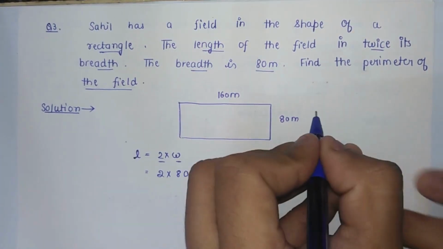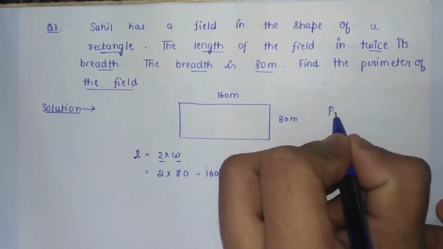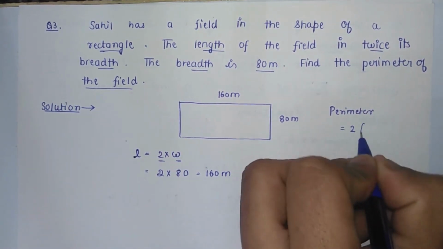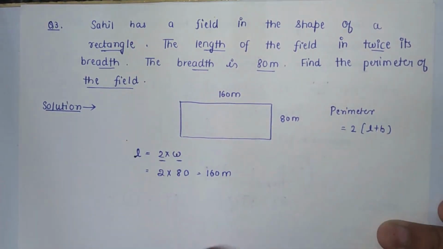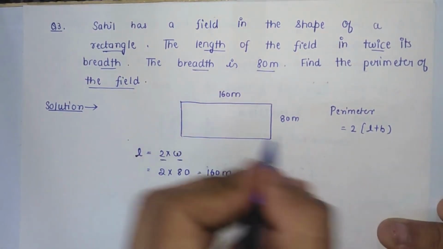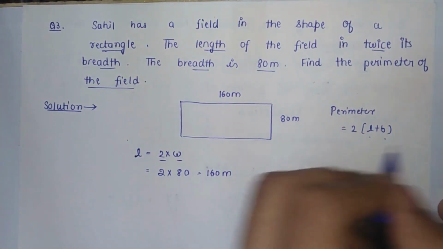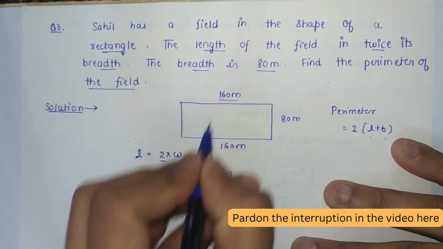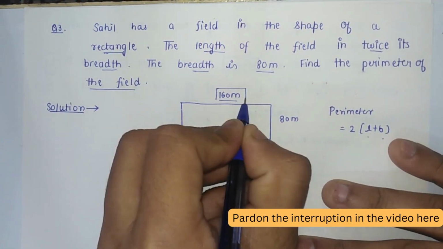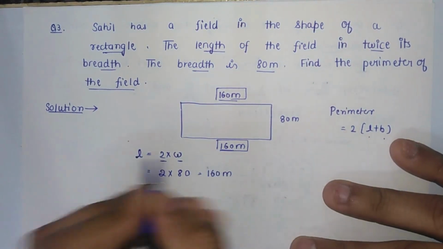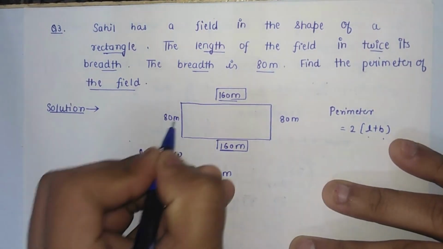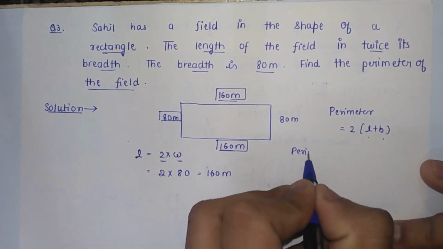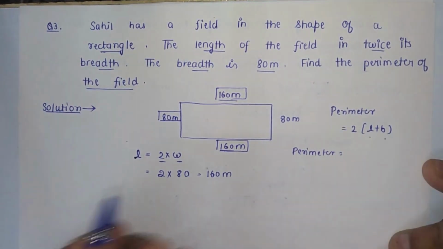Now if you know the formula for perimeter of rectangle, perimeter of a rectangle is equal to twice of L plus B. There is this way. The other way would be you can substitute the values here and get the answer. The other way would be if you know that opposite sides are equal. So this is 160 meters, so this will also be 160 meters, and this is also 80 meters. So now we can calculate the perimeter by the standard formula, which is sum of all sides. So you can do both of them.